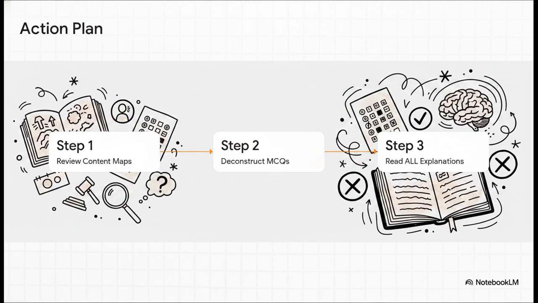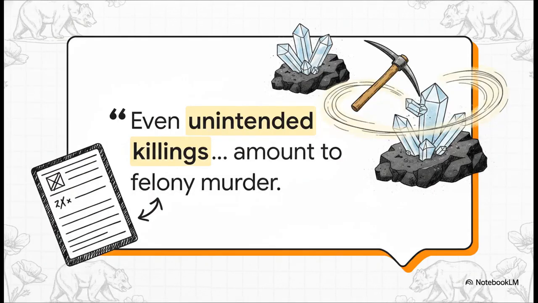Please, whatever you do, do not just score your practice sets and move on. This brilliantly illustrates why reading the explanations is so vital. By mining them, you extract crystal clear rules of law written directly by the bar examiners themselves, like this perfect definition of felony murder. Seriously, put quotes exactly like this directly onto your flashcards. It's the literal wording they want to see and test you on.